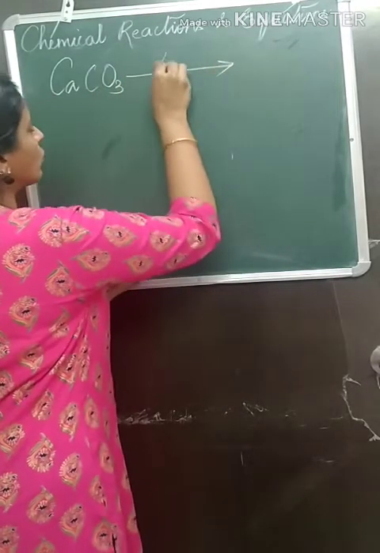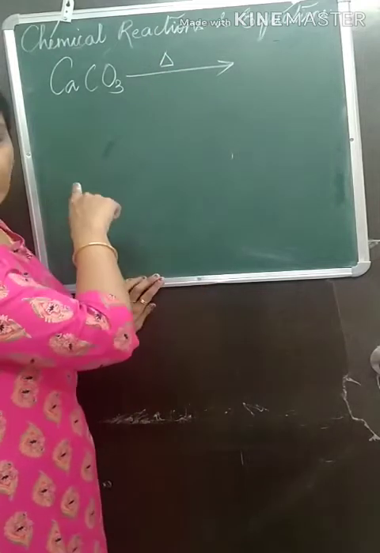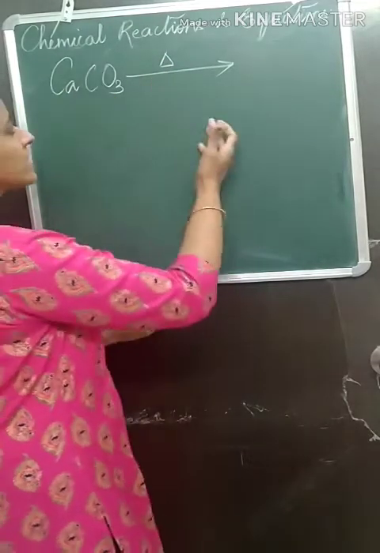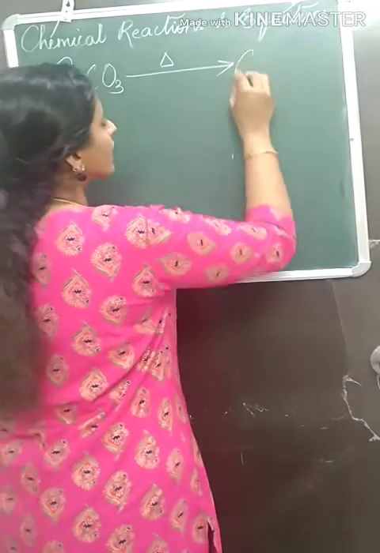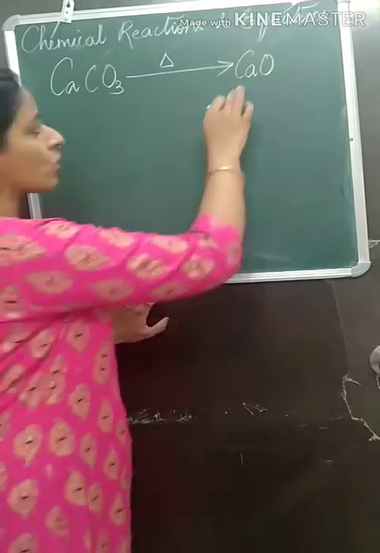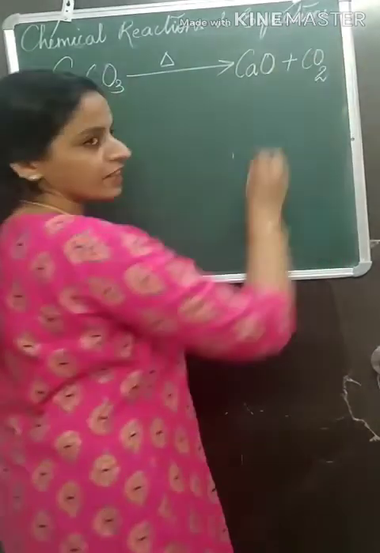Heating limestone. So you will put the triangle. The triangle sign denotes limestone is heated. When you heat limestone powder, you will see that it is getting converted into calcium oxide, also called slaked lime, plus carbon dioxide gas is given out.